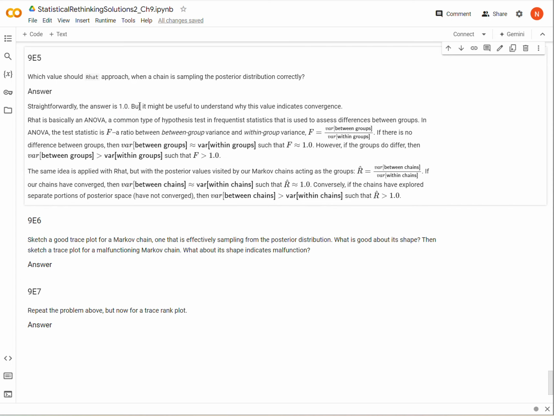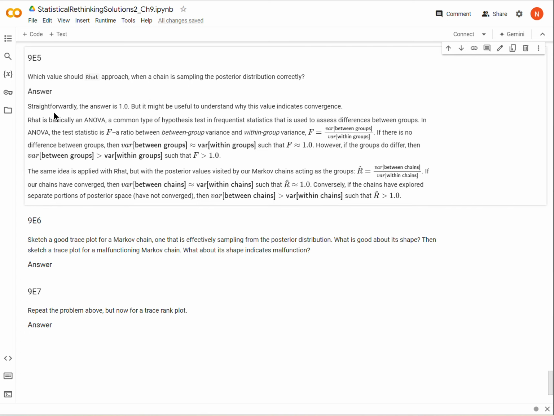When you run your MCMC model in Stan, or using the ulam function with the rethinking package, one of the summaries that comes out is the R hat value for each parameter that is being estimated, and a value that indicates that there is convergence is 1.0. But it might be nice to understand where this comes from.